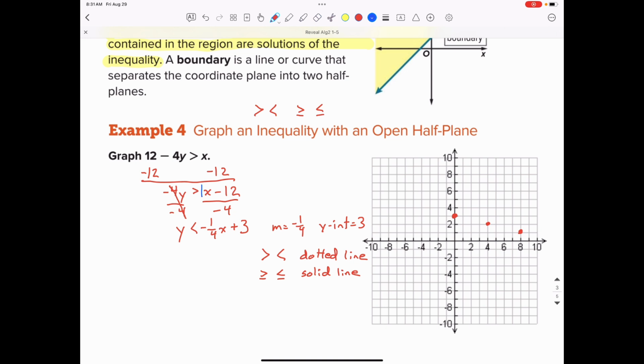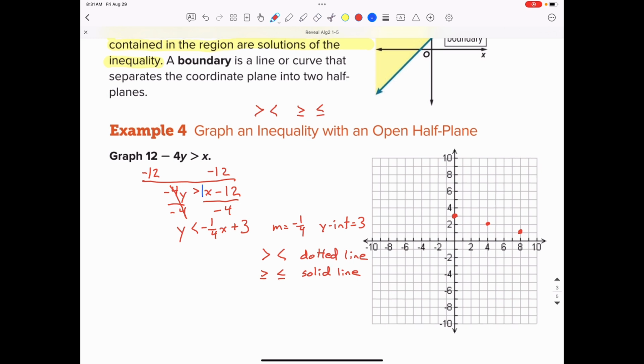So in this particular case, it is going to be a dotted line because it uses a greater than or less than symbol. So I will connect all of those with a dotted line, just like that. Now, the solution set is going to be a shaded half plane. The question becomes, which side do I shade? Do I shade the top side or do I shade the bottom side? What we should do to figure out which side to shade is do a test point.